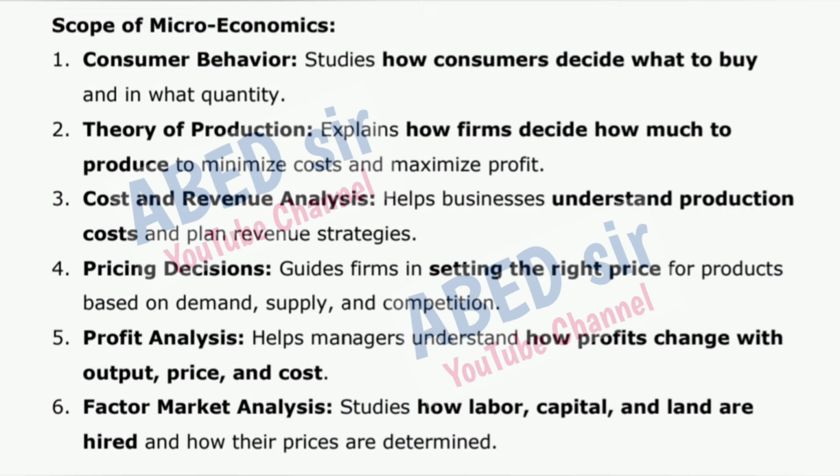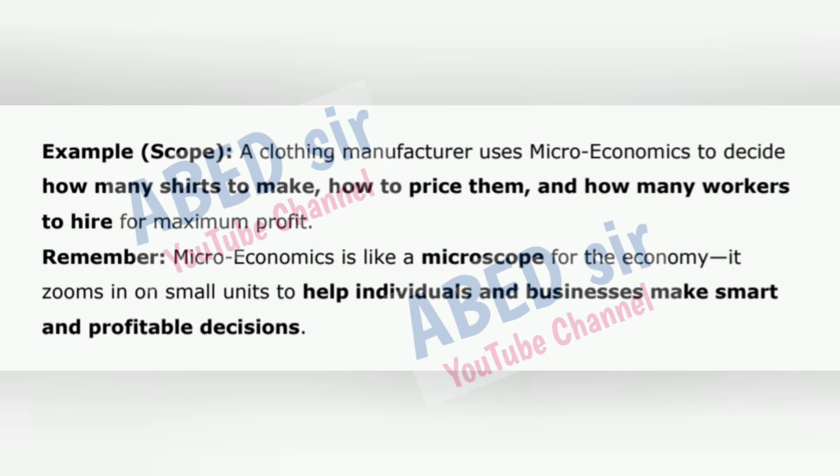6. Factor market analysis, studies how labor, capital, and land are hired and how their prices are determined. Example, scope: a clothing manufacturer uses microeconomics to decide how many shirts to make, how to price them, and how many workers to hire for maximum profit. Remember, microeconomics is like a microscope for the economy. It zooms in on small units to help individuals and businesses make smart and profitable decisions.